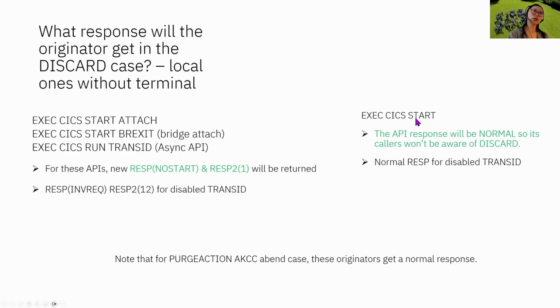EXEC CICS START is a very versatile API command. You can supply a delay time for the request to be started, or you can specify a channel or a terminal. If that terminal is not available, then the request will be held in the CICS region, and the issuer, the originator, may go away. So in this case, we cannot immediately respond to the originator with that kind of discard response because it may already have gone away. So the API response will be normal, the same as if a tran ID is disabled, for example.